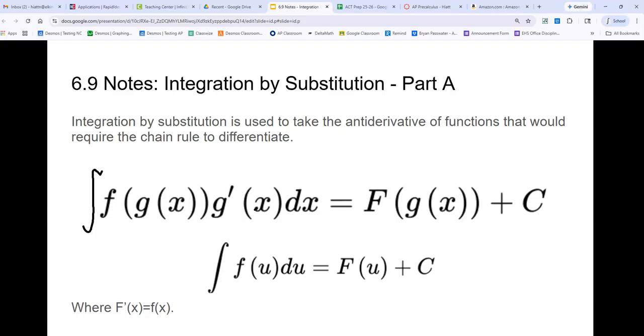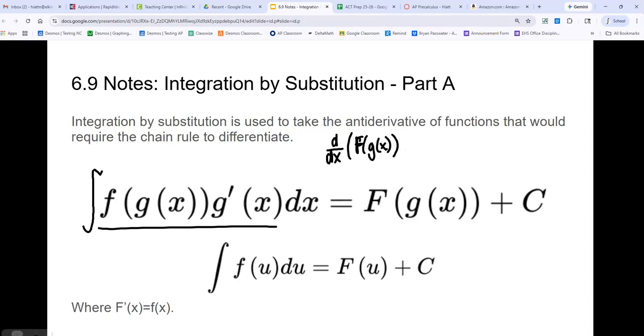Because think about taking the derivative. When you take the derivative, you take the derivative of the outside function, you leave the inside function alone, and then you multiply by the derivative of the inside function. This stuff right here looks like the answer to the derivative of a composite function, right? In fact, let me write it out. I should add that. If we had the derivative of f of g of x, actually, let me make that a capital F right there.